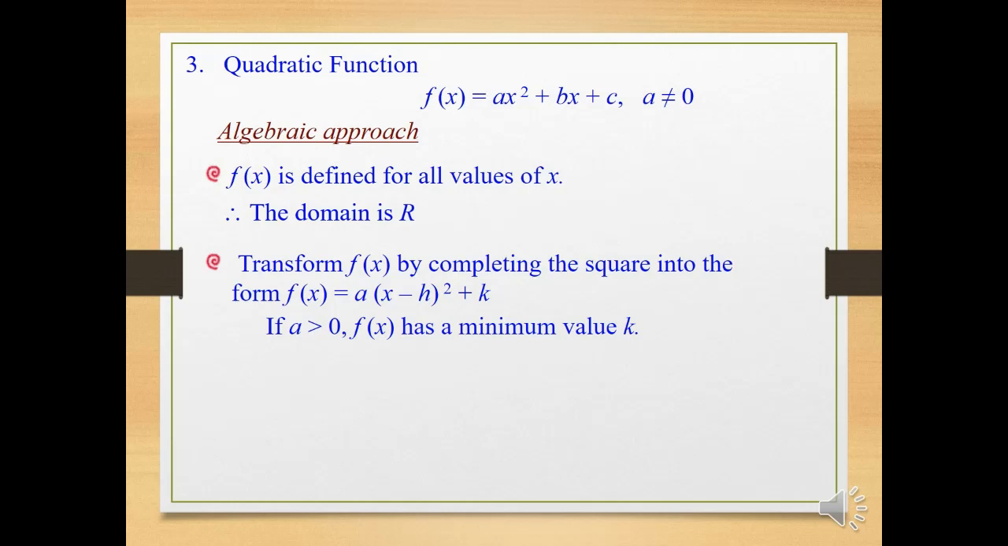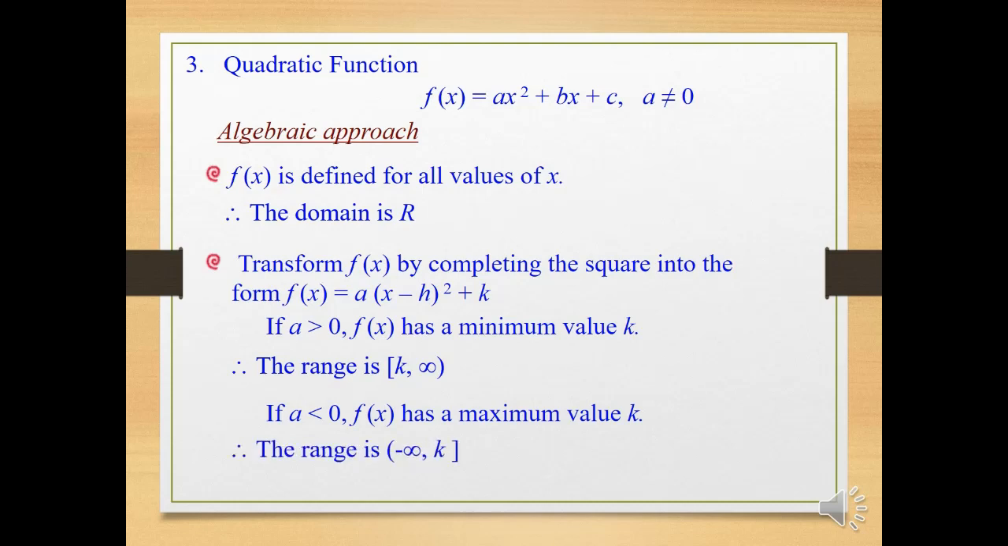If a greater than 0, f(x) has a minimum value of k. The range is from k to positive infinity. If a less than 0, f(x) has a maximum value k. The range is negative infinity to k.